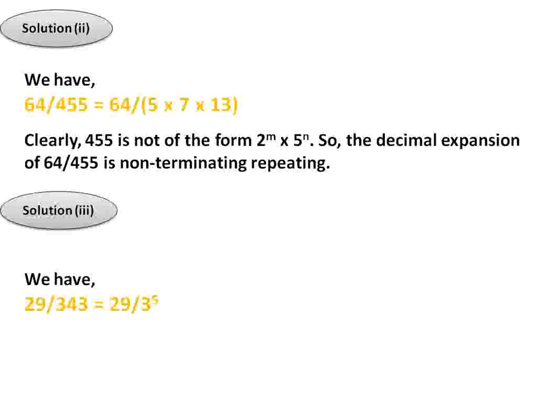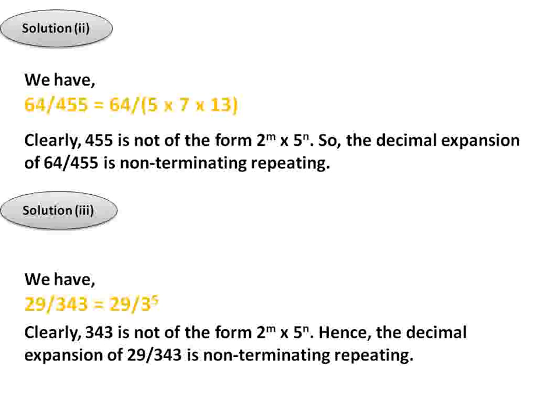Solution 3. We have 29 divided by 343. 343 is 7 cubed. Clearly, 343 is not of the form 2 to the power of m into 5 to the power of n. Hence, the decimal expansion of 29 by 343 is non-terminating, repeating.